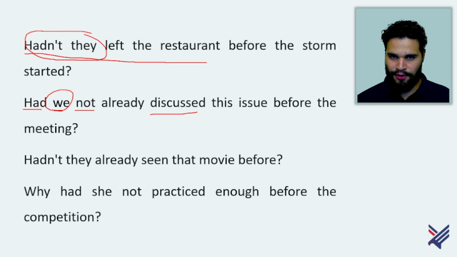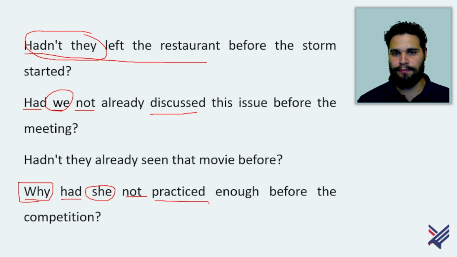Let's see a couple more questions. Hadn't they already seen that movie before? Before what? Well, we don't know in this sentence, but by the context, we might know what they are talking about. Why had she not practiced enough before the competition? Here you have a question, but also using a question word, in this case, why. And then you have this question in its full form. Had, person, not, and the main verb in the past participle.